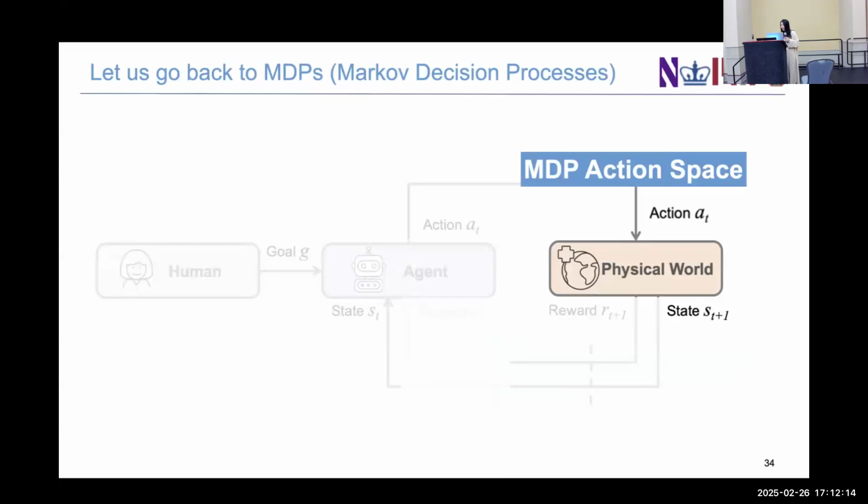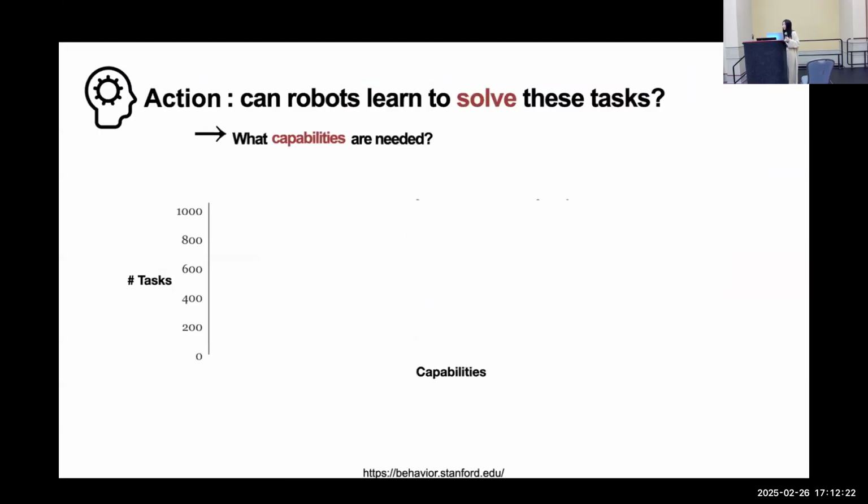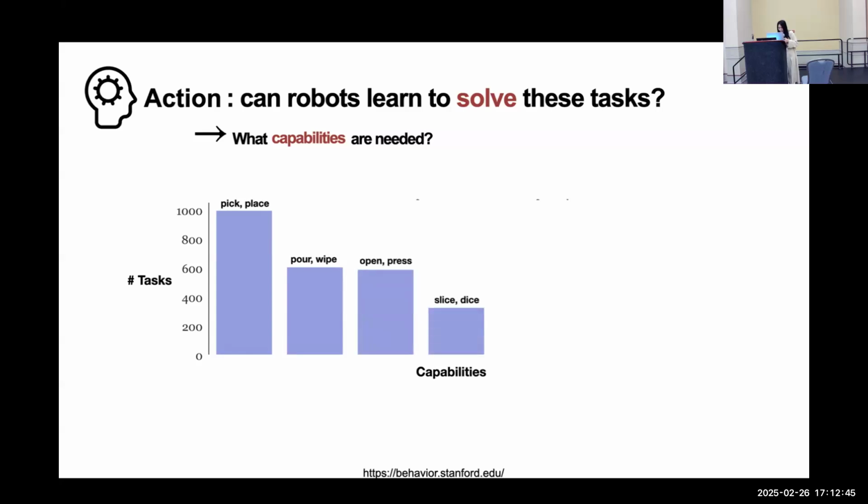With this definition, we can go to another important perspective of the environment, which is the action space. The action space is also built on top of the state space, but it's more about how we can manipulate the state space to produce state changes. For example, we have the state, and then we can pick up some object, change the state of the object, and place the object in a different location. And we have other capabilities like pour and wipe, open and press, slice and dice, cook and freeze, blend and bake, or fold and drape.